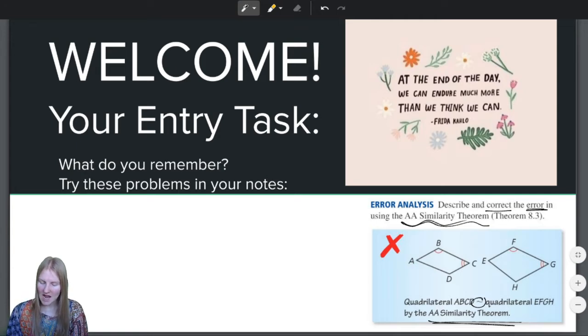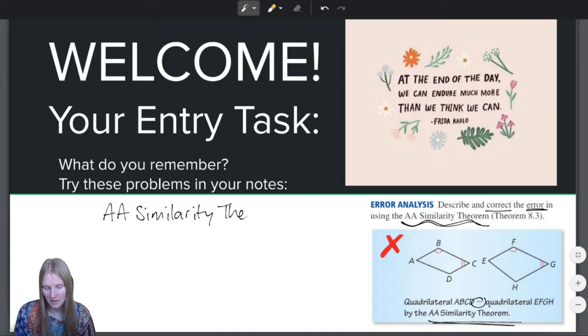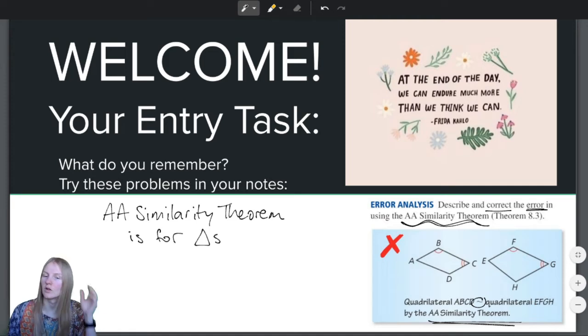What did the AA similarity theorem state, though? The AA similarity theorem is for triangles that only have 3 angles. So if 2 of them are congruent, the third one has to be congruent. In quadrilaterals, we have 4 angles. So if just 2 of them are congruent, we have no idea about the other 2.